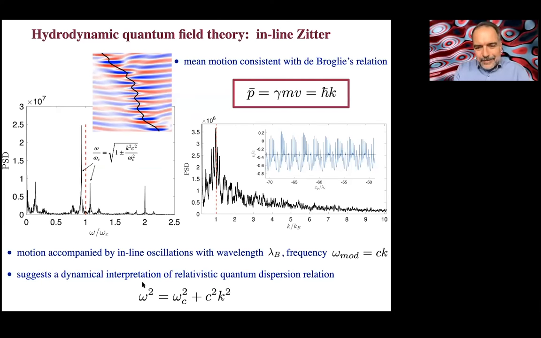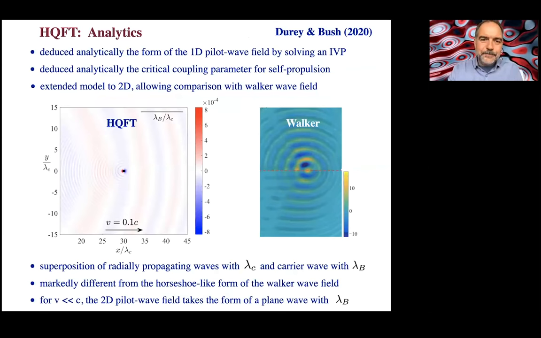And so then you can have a sort of dynamic rationale for the relativistic quantum dispersion relation, which is this: omega squared. So you basically have two oscillations. You have the oscillation associated with the internal vibration at the Compton frequency. Then you have this dynamic inline oscillation associated with this zittering motion.